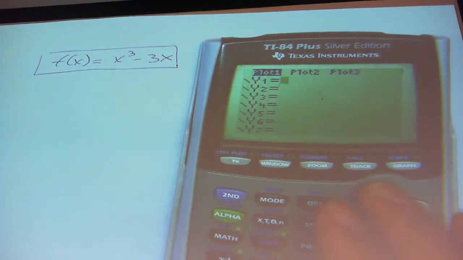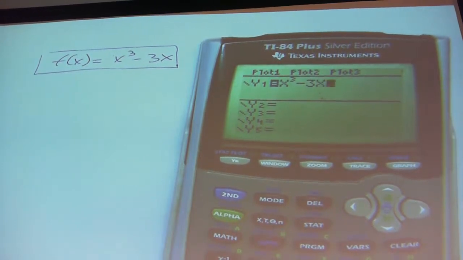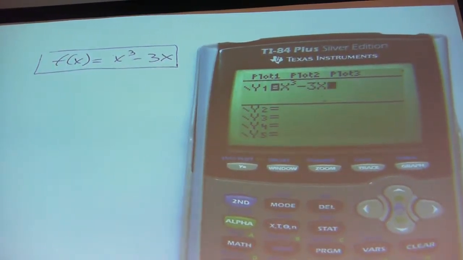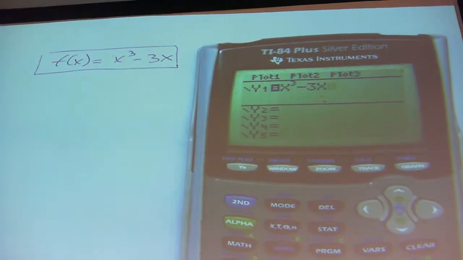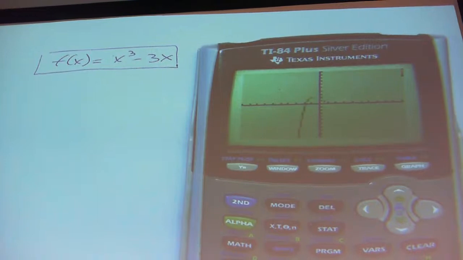Go to y equals, in y1, let's graph the original. The original is x raised to the third minus 3x. So we're going to graph the original. To make sure we all have an appropriate window, we're going to hit zoom 6. Zoom 6 gives us a standard window, 10 by 10 by 10. Okay? So does everybody have this graph?